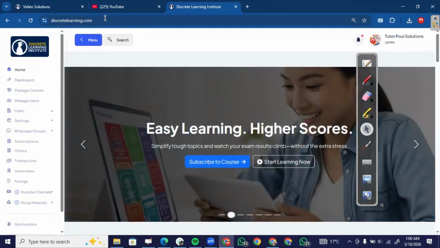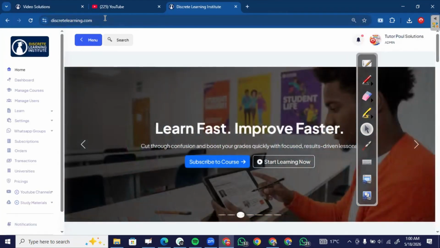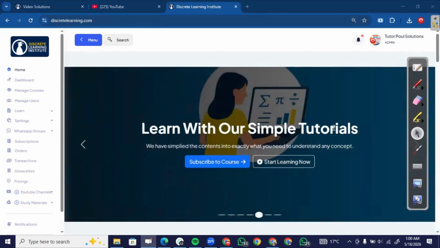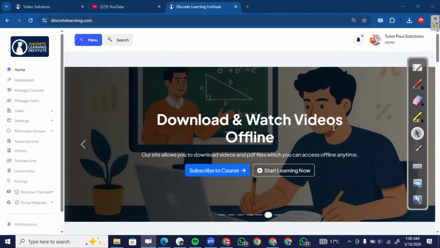If you don't have an account, it will ask you to create one. You put in your details, you choose your university, your email, password, and the like. Once you create the account, you can log in here, and you can use those same details to log in on the mobile app, where you can download videos and watch them offline.